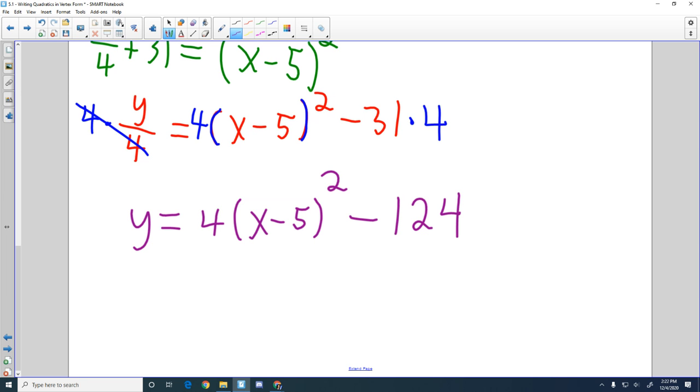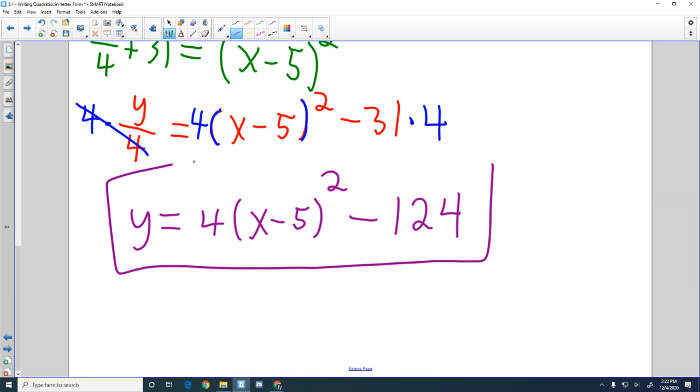I did. That's nice. And that is it. That is now written in vertex form. What are the coordinates of the vertex of this parabola? Good. Positive 5, negative 124. Awesome. Does this parabola open upwards or downwards? Upwards. And has it been stretched or compressed? Stretched. By how much?